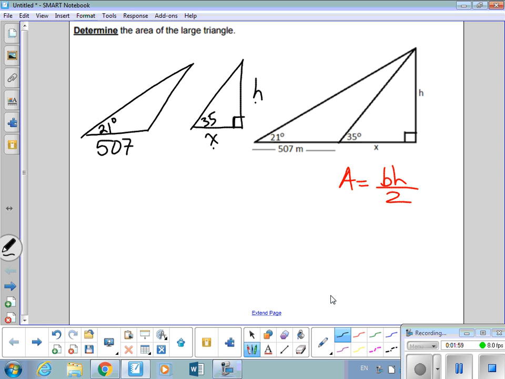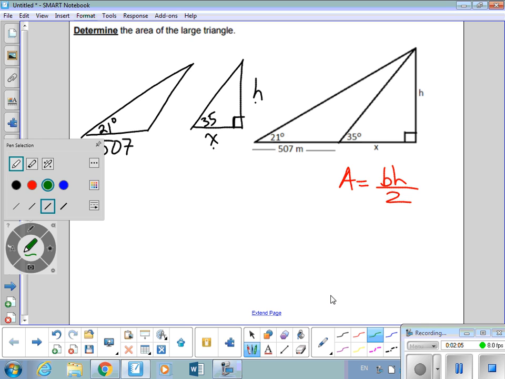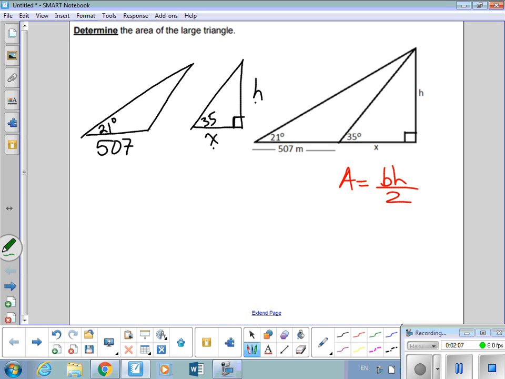Now, when I compare what those two triangles have in common, they have one side length in common, and the side length that they have in common is this here. So if I could find this side length, I could then transfer it over to this triangle, and then I could solve for both x and h. So I'm not going to solve the whole question here. I want to look at this triangle I have.